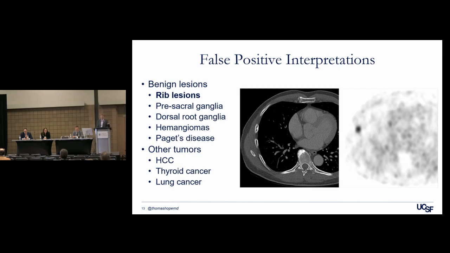If you have a patient at initial staging, and all they have is a single rib lesion, that's going to be benign. Okay, so just keep that in mind. Do not hold back potentially curative radical prostatectomy or definitive therapy because you see a rib lesion.